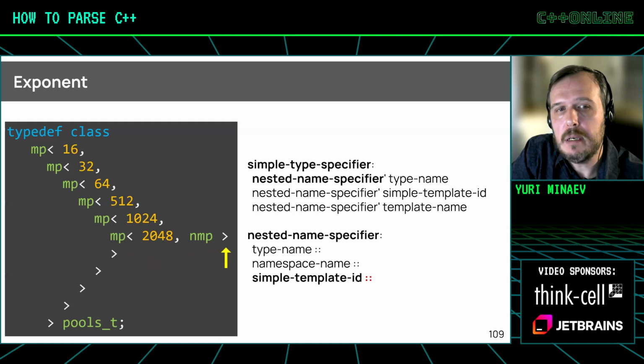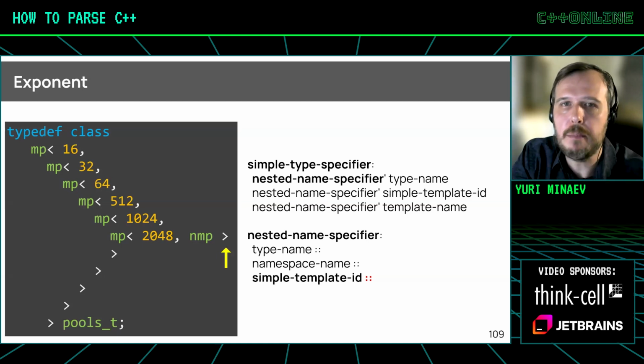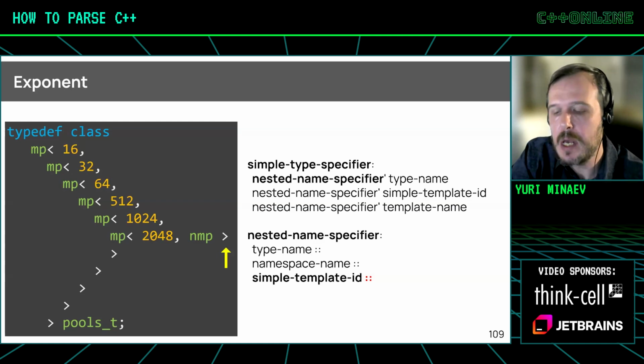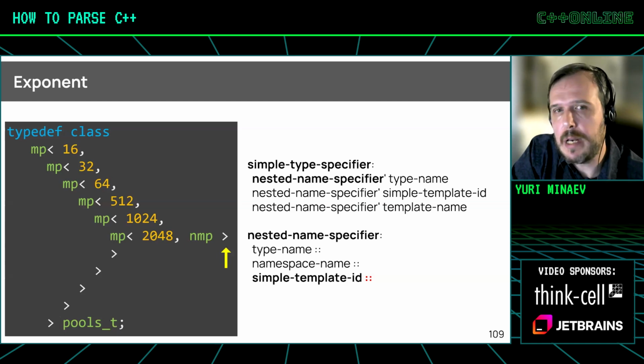This simple template ID is okay. It can be parsed, fine. But we are in the nested name specifier production. And the nested name specifier requires that the name we have just parsed end with scope resolution. If there's no scope resolution at the end, it is not a nested name specifier, and we do not have a scope resolution at the end. So what do we do? Well, that's the most vexing parse situation, really, kind of.